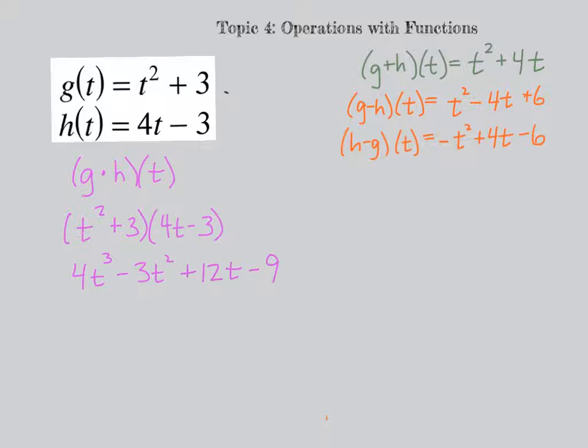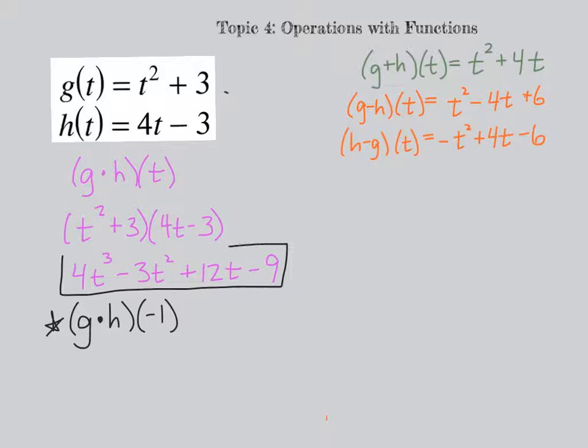Now, I'm going to do one final example with a number. So let's say you were asked to find g times h of negative 1. All right, if we were asked to find g times h of negative 1, that means that we need to first multiply g times h and get a new function, which we just did. Then we need to plug in negative 1. Well, I already have that function. It's right here. I multiplied them together. That was this.